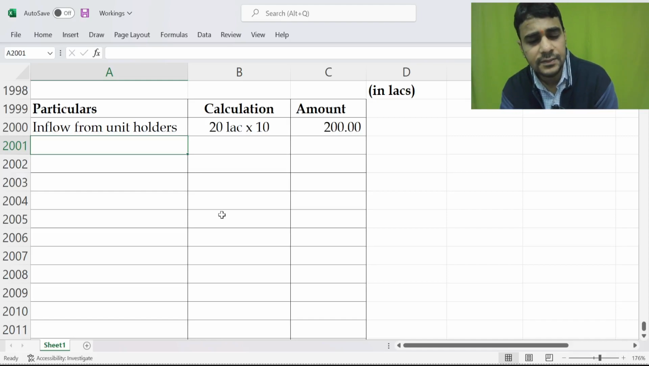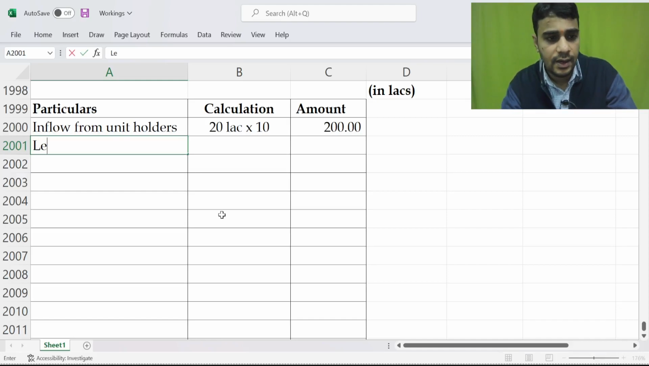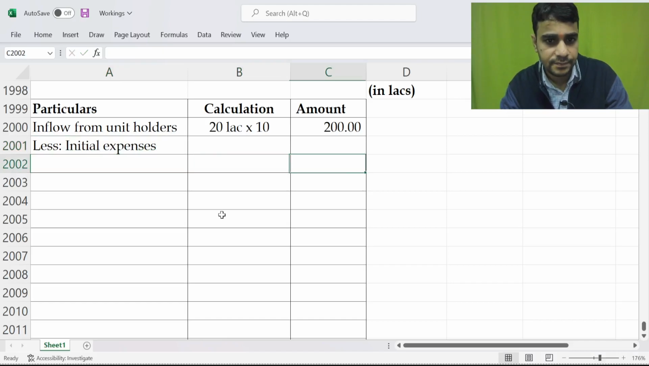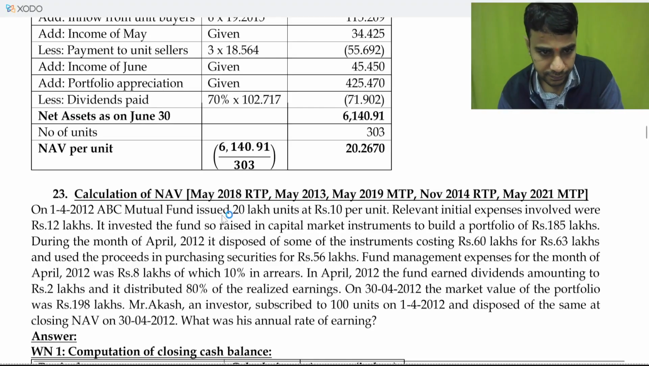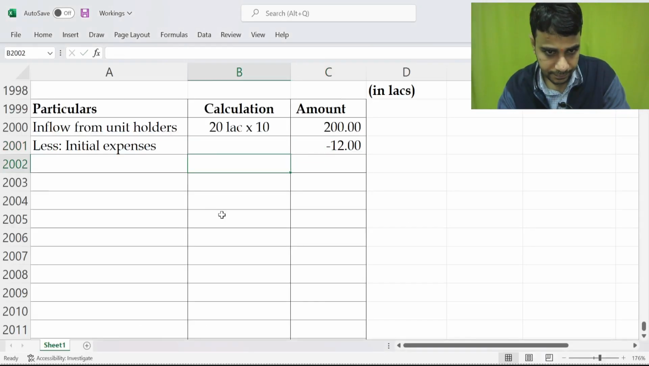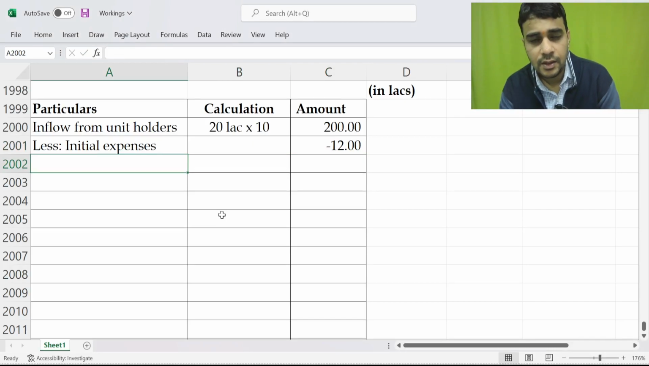What's the next thing happening? Less initial expenses. If it is paid, cash will come down. If it's not paid, it will show as a liability. So here it's paid, less initial expenses. How much is the initial expense? 12. Less initial expense 12.